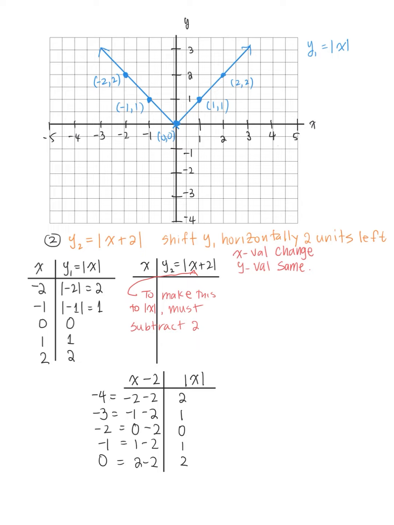All right, so now, therefore, let's just write down our final answer. Our official chart for y2 is going to look something like this. First one is negative 4, 2. And then next one, negative 3, 1. And then negative 2, 0. Negative 1, 1. And then 0, 2.